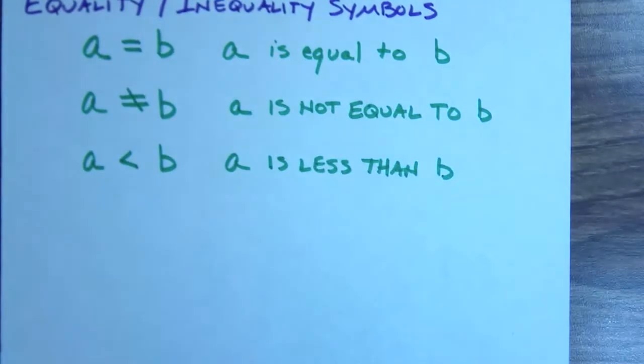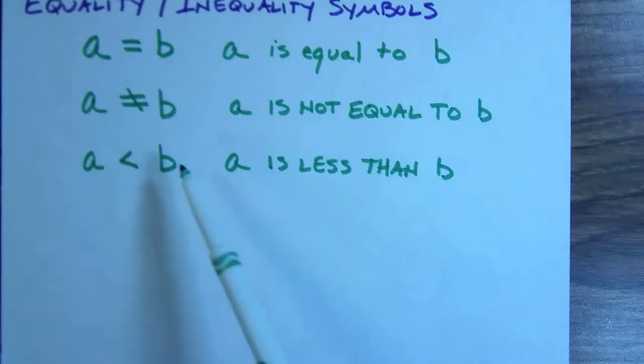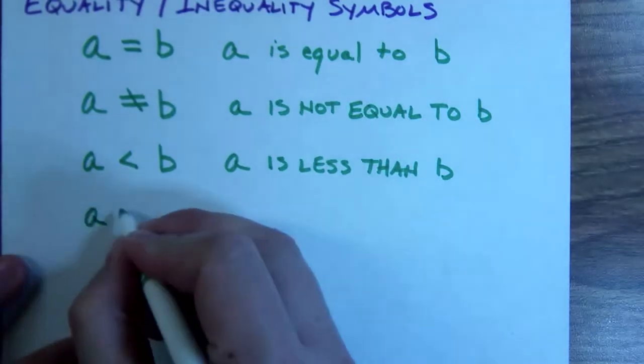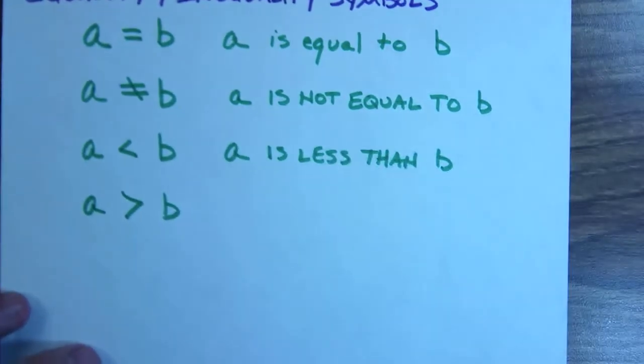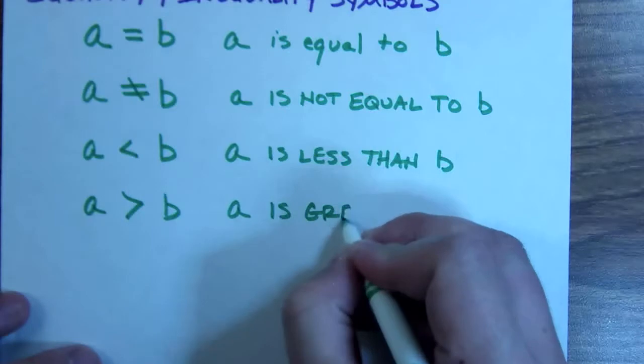So one of the ways you can remember this is if you think of this as like an arrow. It's not an arrow, but think of it like it's an arrow. This arrow is pointing to the left. Less than points to the left. They both start with the letter L. Less than points to the left. Okay. What about this? Greater than? That's greater than. So this would be A is greater than.